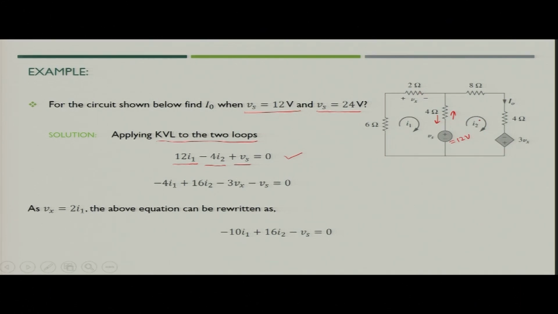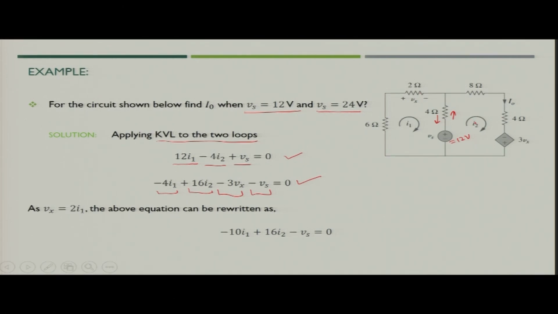From second mesh, similarly you can get the value like minus 4 I1, because I1 and I2 are in opposite direction, plus 16 I2, total resistance in this particular mesh is 16 ohm. So, plus 16 I2 minus 3 Vx, because it is going from minus to plus the current I2. So, it will become minus 3 Vx, and similarly minus Vs, because it is flowing from minus to plus. So, you can simply write the equation for second mesh also.